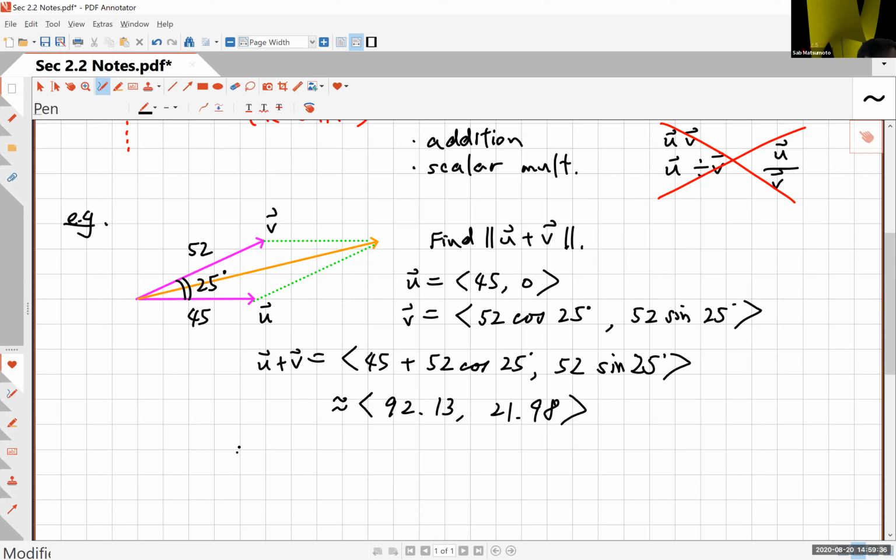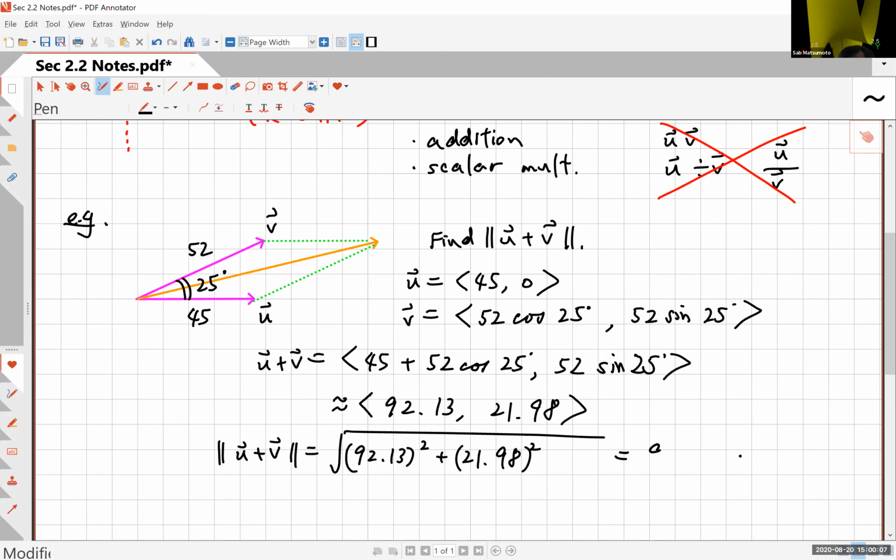All right, so what is the correct answer for the magnitude of the sum? Well, you just use that formula, and that involves a very long square root sign. And then you do 92.13 squared plus 21.98 squared. And that should give you the answer. All right, what is the answer? It turns out to be about 94.7.